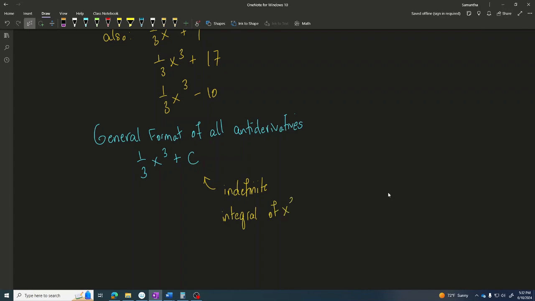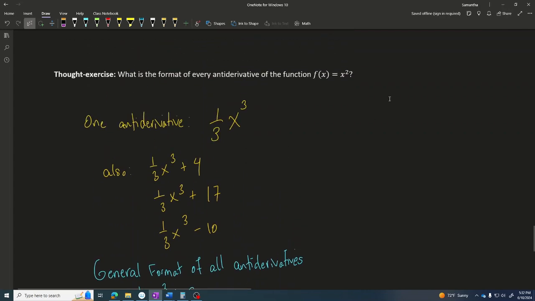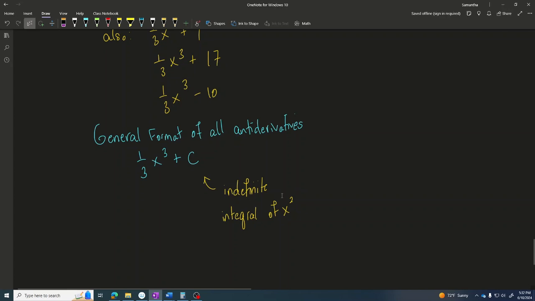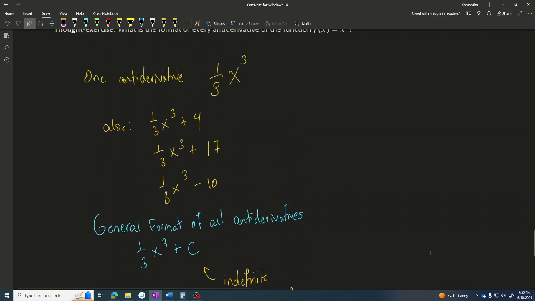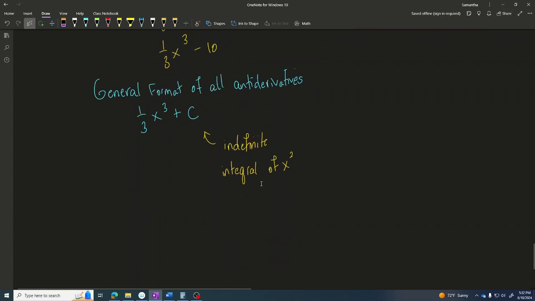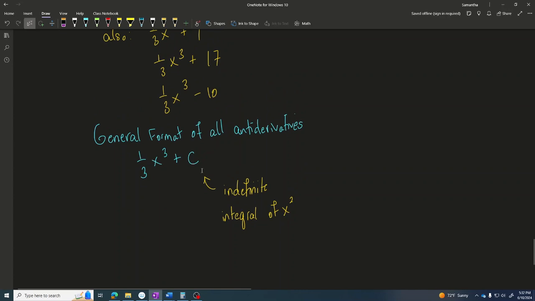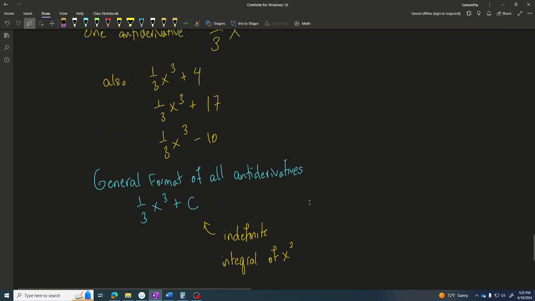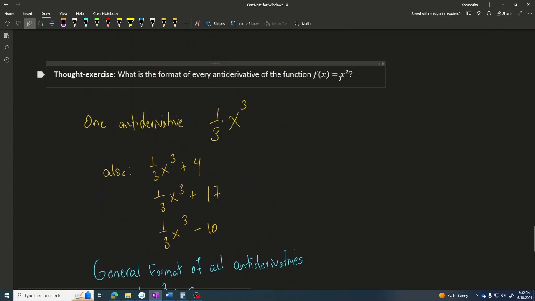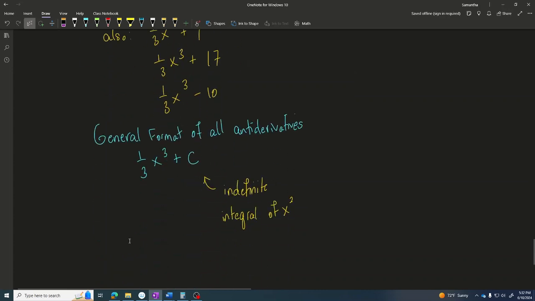of x squared. An antiderivative is just one function, an indefinite integral is a collection of many functions, and generally speaking, the only difference between an antiderivative and an indefinite integral is this plus c on the back here, representing that you can add or subtract any constant you want. It doesn't matter. You'll still get this function x squared if you take the derivative.